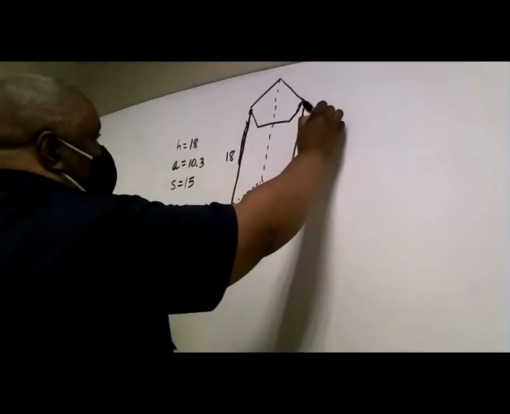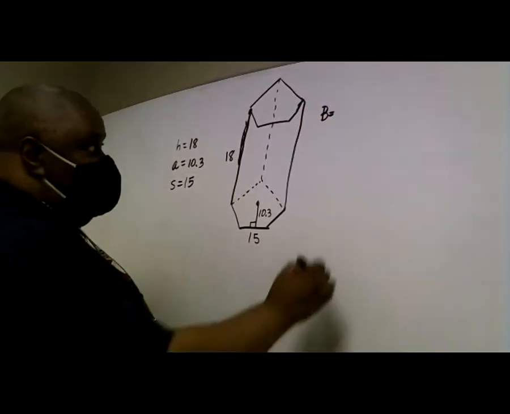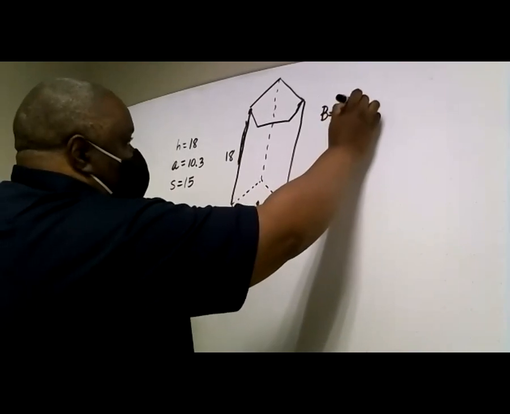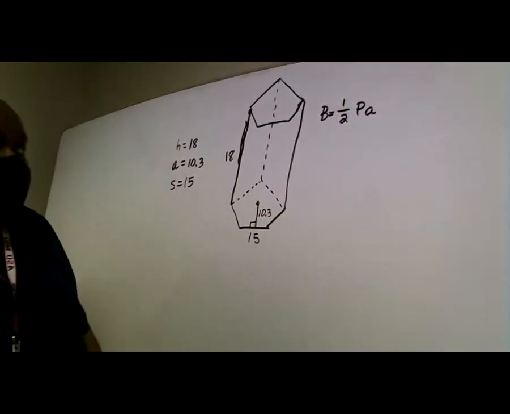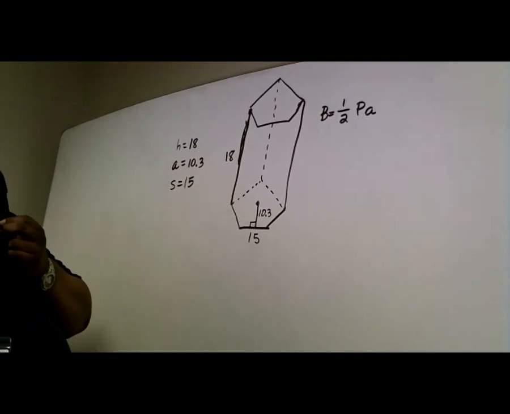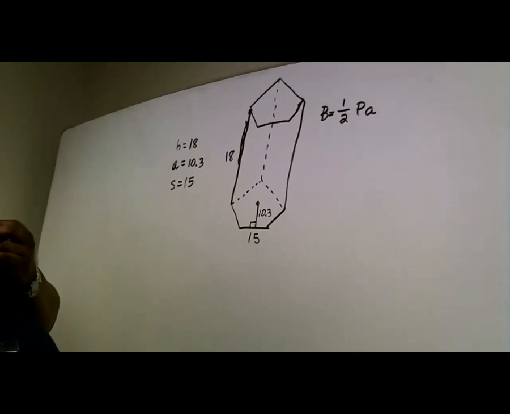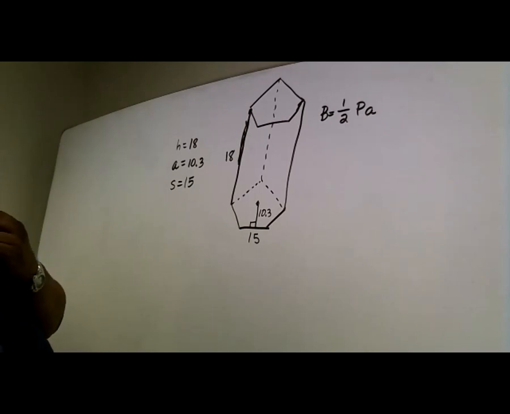Now, to find the base, we have to use this formula: 1/2 the perimeter times A, which is the apothem, because it is a regular pentagon. We have to use that formula. But I need to find out what that perimeter is going to be.